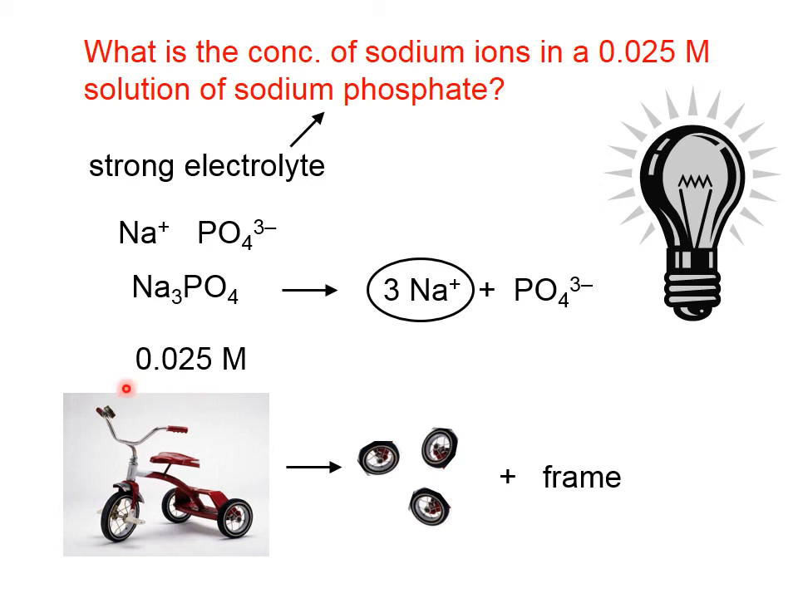And if we look at the number we're given, 0.025 molar, if we change the order of magnitude a bit, let's say instead of 0.025, it's 25. Let's say we have then 25 tricycles. If we take all the wheels off, how many wheels will we have? And the answer is 3 times 25, which is 75. Similarly here, if the original concentration of the sodium phosphate is 0.025 molar, the concentration of the sodium ions will be 3 times that, 0.075 molar.